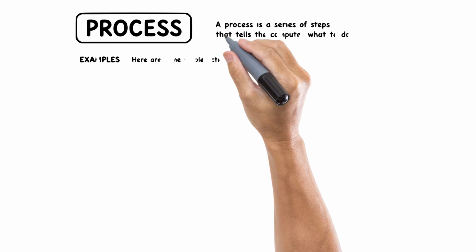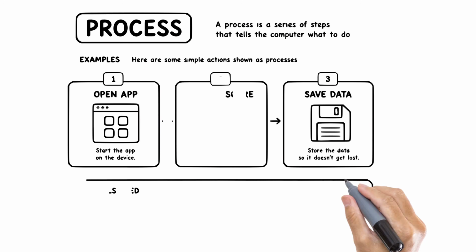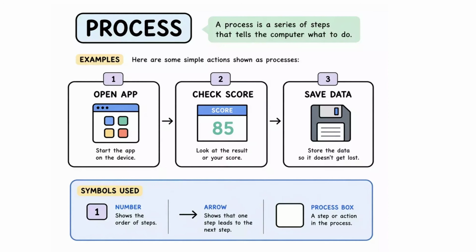A process step is an action. It is something the system or the user does. Examples could be open the app, calculate the score, or save the result. In a flowchart, process steps are usually shown as rectangles. Think of them as action boxes.